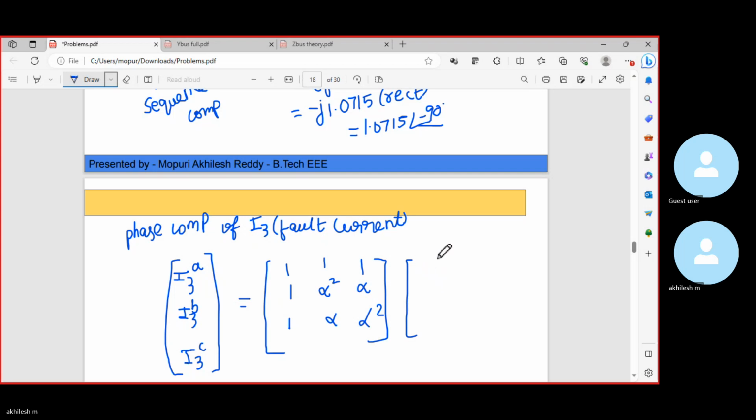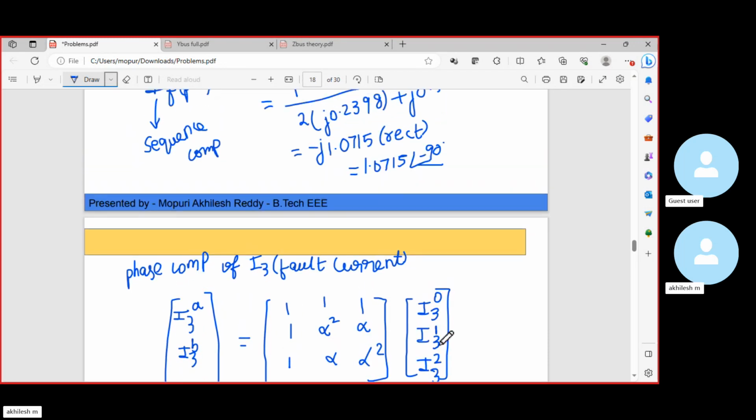Actually, this matrix expression is with respect to zero sequence only. Wait, is this zero sequence or all the sequences? All the sequences, right? I3 1, and then here I3. Now all the sequences are equal. Just now we have calculated.